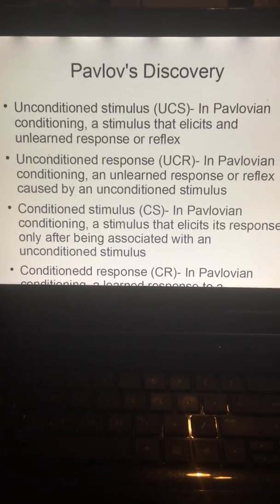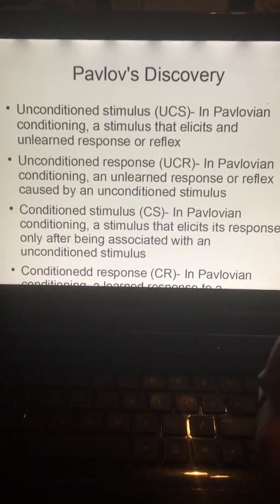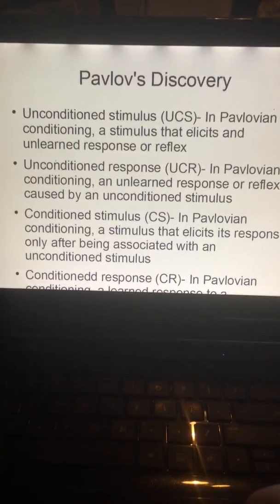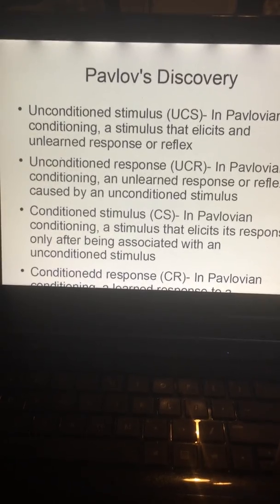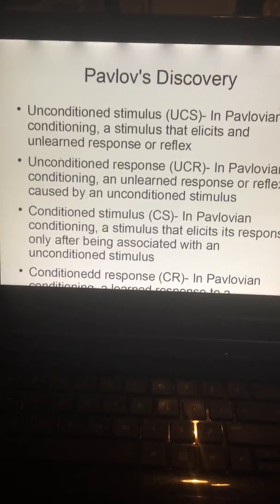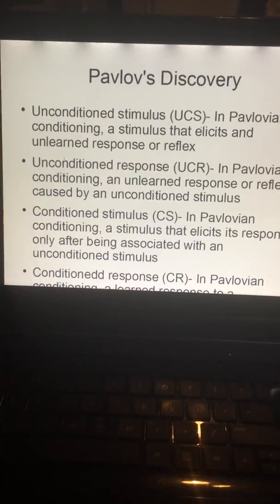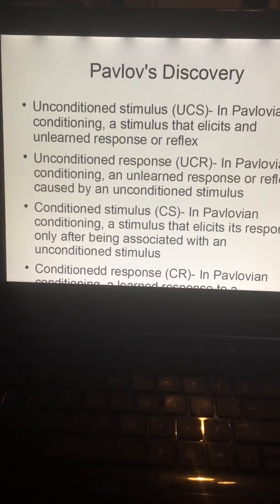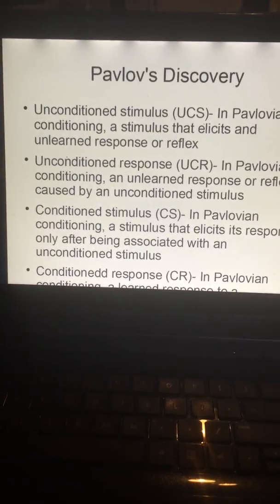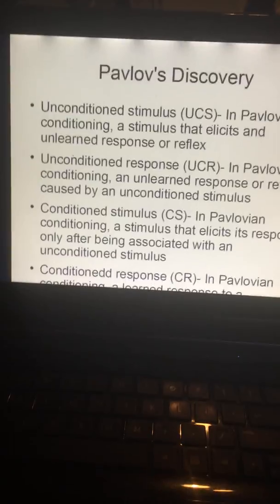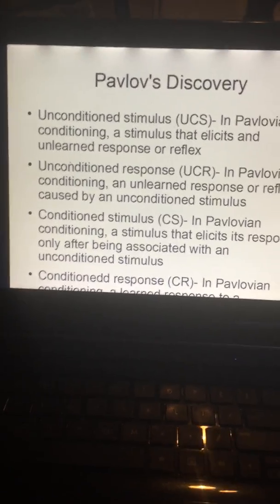Now, we have the unconditioned stimulus, which in Pavlovian conditioning is a stimulus that elicits an unlearned response or reflex. In other words, these are things that we naturally react to. Okay? We naturally feel pain when we're shocked. We naturally don't like the feeling of throwing up. We naturally don't like loud noises. Well, at least we don't when we're kids. And we also don't like bad smells.